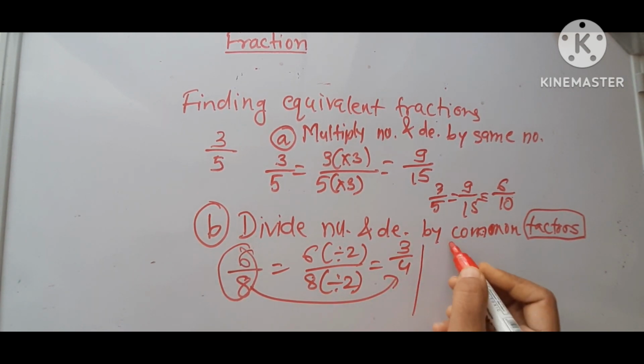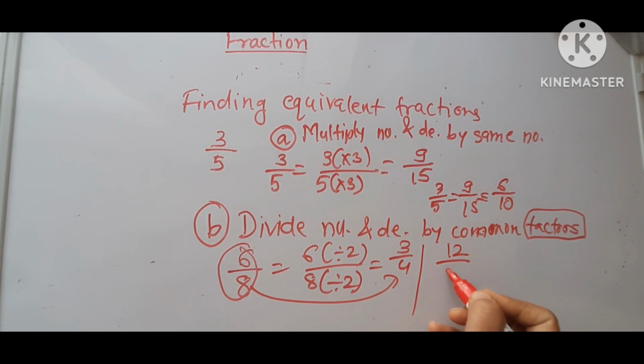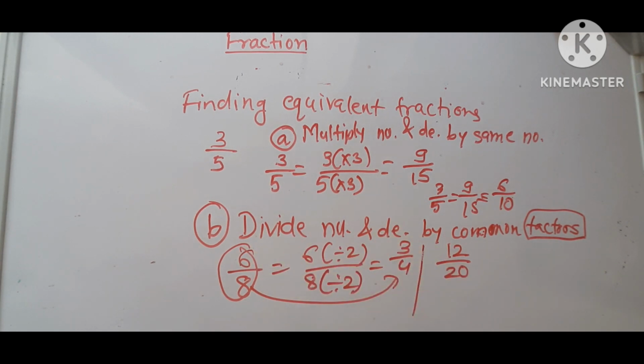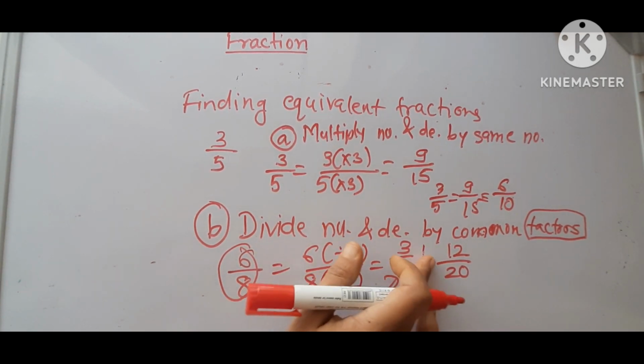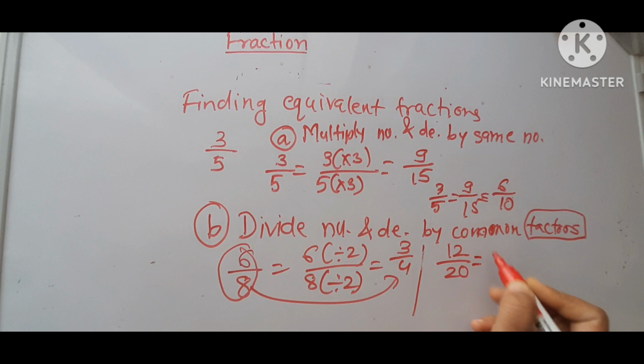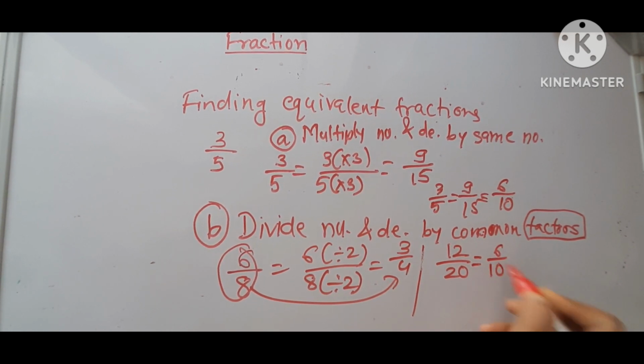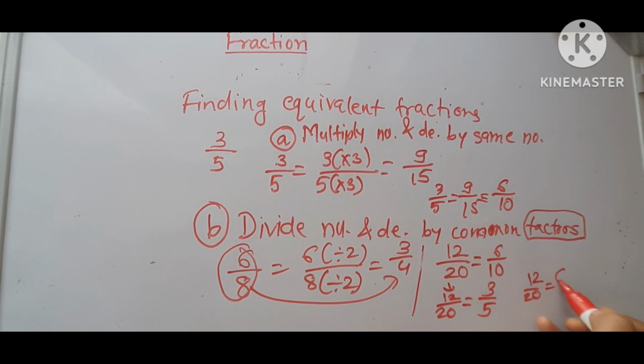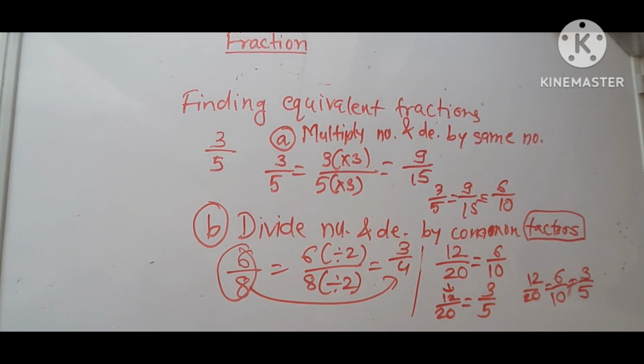Similarly, if we have the number 12 by 20, we know I can divide it by 2. Similarly, I can divide 12 by 20 by 4 as well. If I divide by 2, I get 6 by 10. And if I divide 12 by 20 by 4, I get 3 by 5. So 12 by 20, 6 by 10, 3 by 5, these are equivalent fractions. This gives the same value.